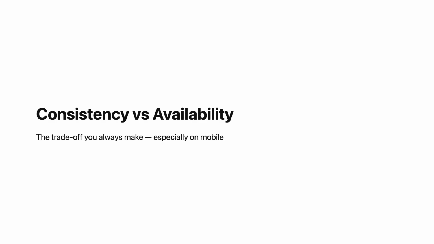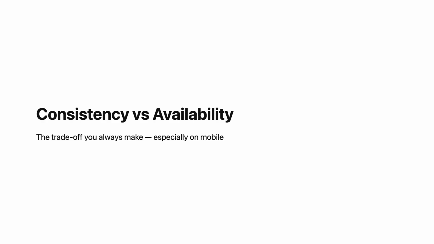And even though CAP was designed for server-side databases, it applies directly to mobile development, because your phone and your server are a distributed system. Let me show you why this matters and how to navigate it in practice. The CAP theorem says that in a distributed system you can have at most 2 of 3 properties: consistency, availability, and partition tolerance. Let me define each one simply.